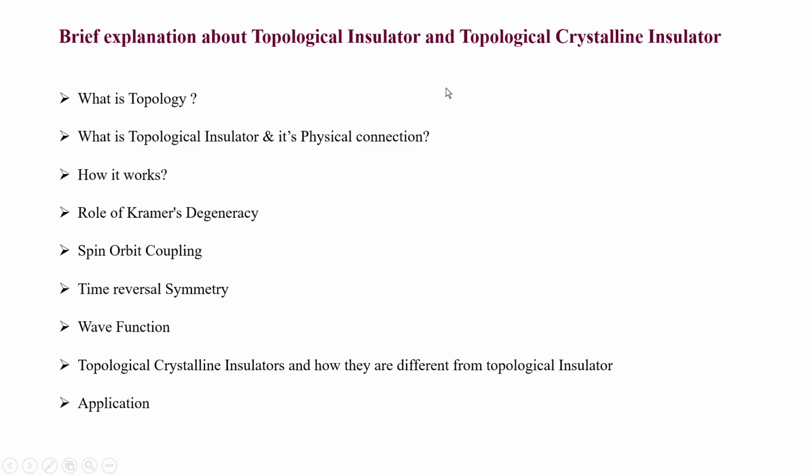This talk is all about a brief explanation of topological insulators and topological crystalline insulators. This presentation will be summarized under some outlines. First is what is topology. Second, what is a topological insulator and its physical connection.